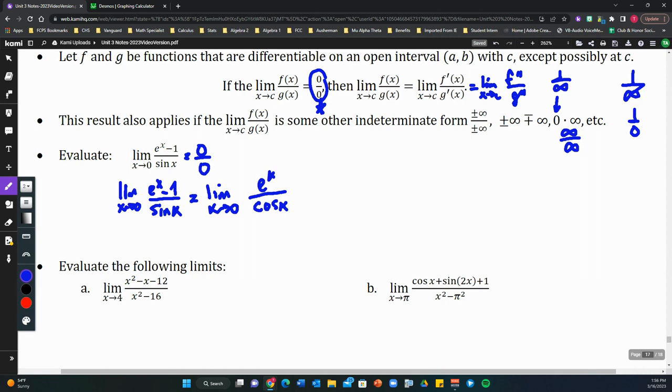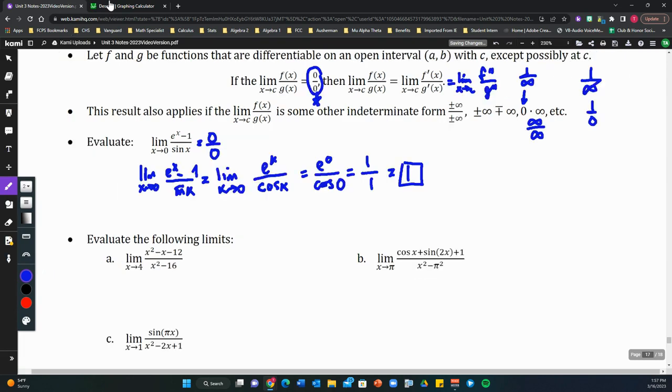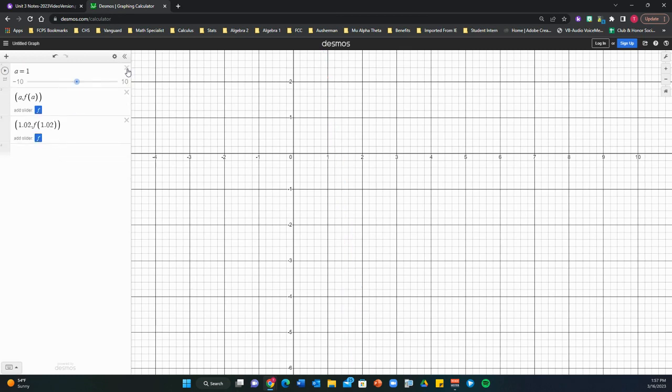Now, back to this one. So if I try direct substitution now, I get e to the 0 over cosine of 0. e to the 0 is just 1, and then cosine of 0 is also 1. So we don't get an indeterminate form here, which means we are finished with this problem, and our final answer is just 1.